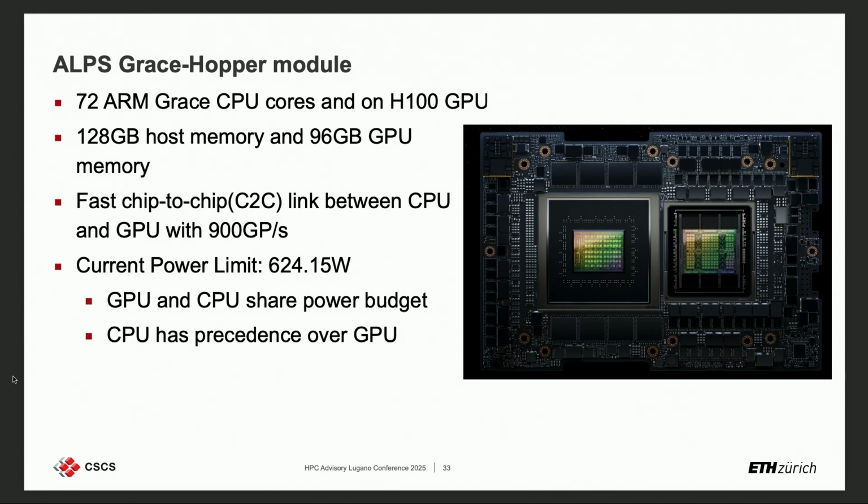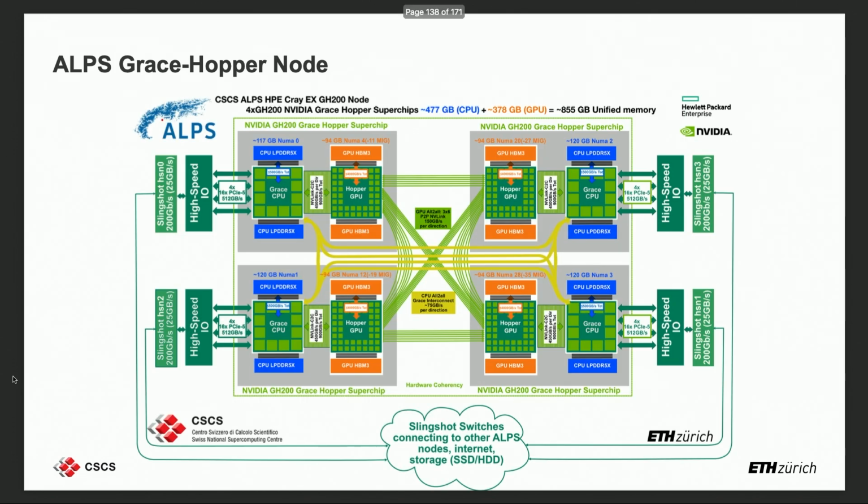128 gigabytes of host memory, 96 gigabytes of GPU memory, and a fast chip-to-chip link with 900 gigabytes per second. That should be a B. And a current power limit of 624.15 watts. In this case, the GPU and the CPU share the power budget, but the CPU has precedence over the GPU. I'm bringing up this entire conversation on power because it is part of the efficiency of the system, part of why we want users to saturate the GPUs as efficiently as possible.